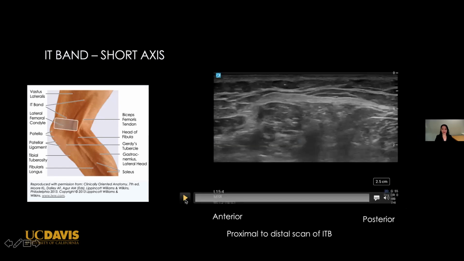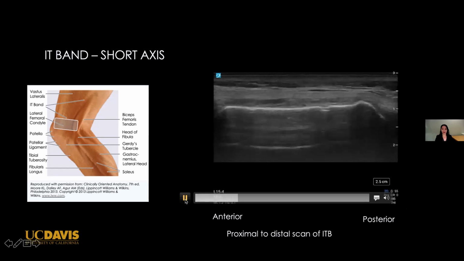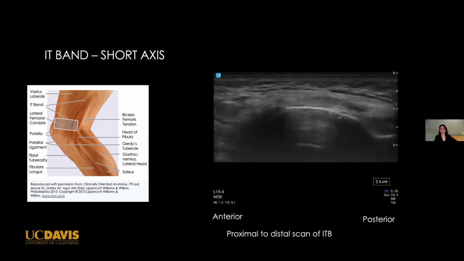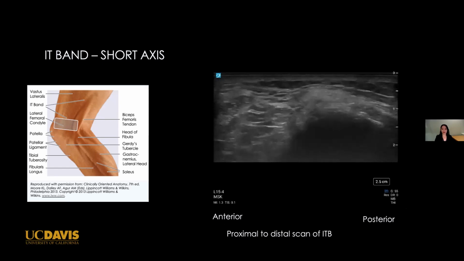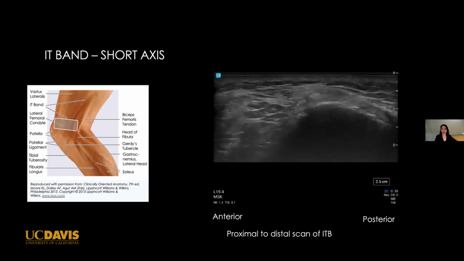This video depicts the proximal to distal scan of the IT band. You can see the IT band over the femoral condyle and moving distally towards Gerdy's tubercle. Ekman et al. in the literature reported a normal thickness of 2.5 millimeters plus or minus 1.5 millimeters at the lateral femoral epicondyle. This patient's IT band size at this location is 4.8 millimeters. A thicker IT band over the lateral femoral epicondyle is characteristic of IT band syndrome.